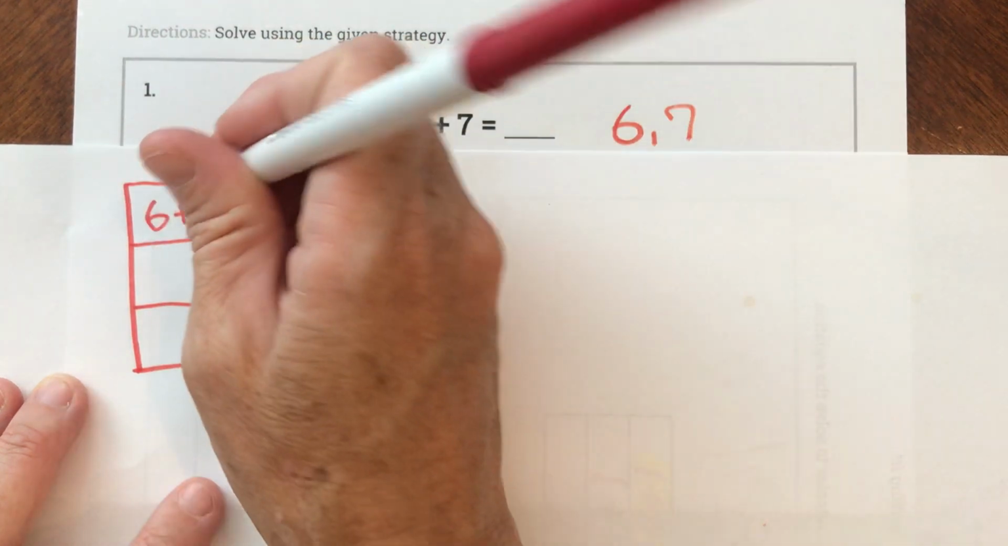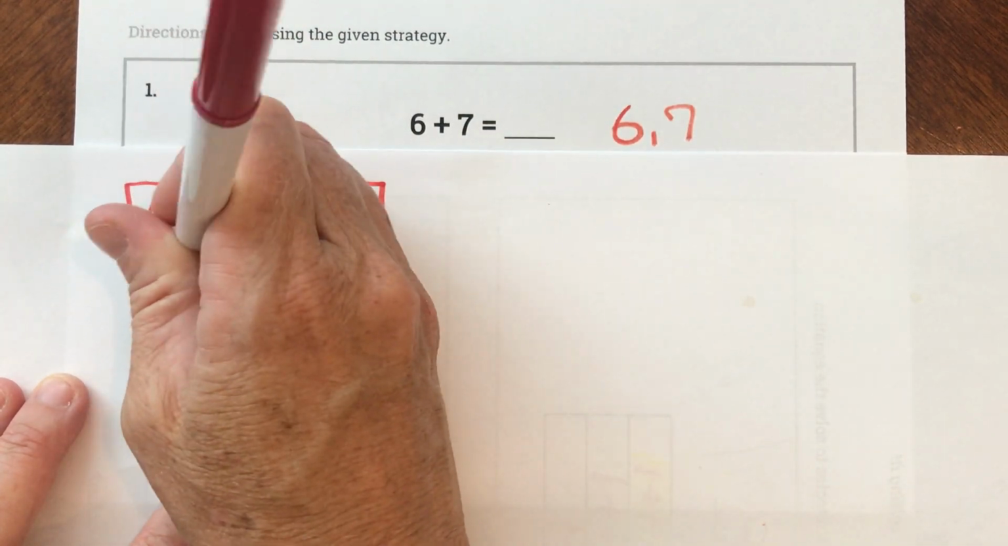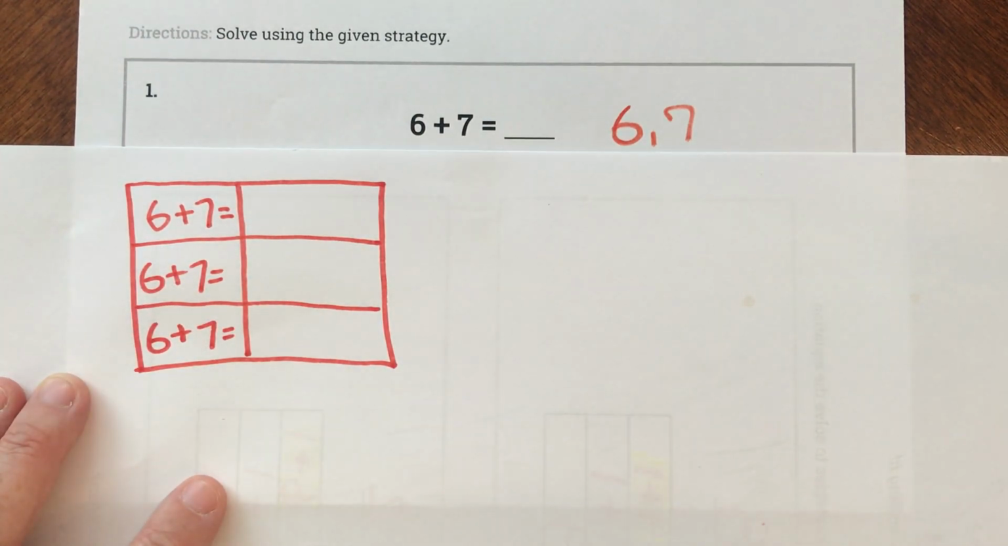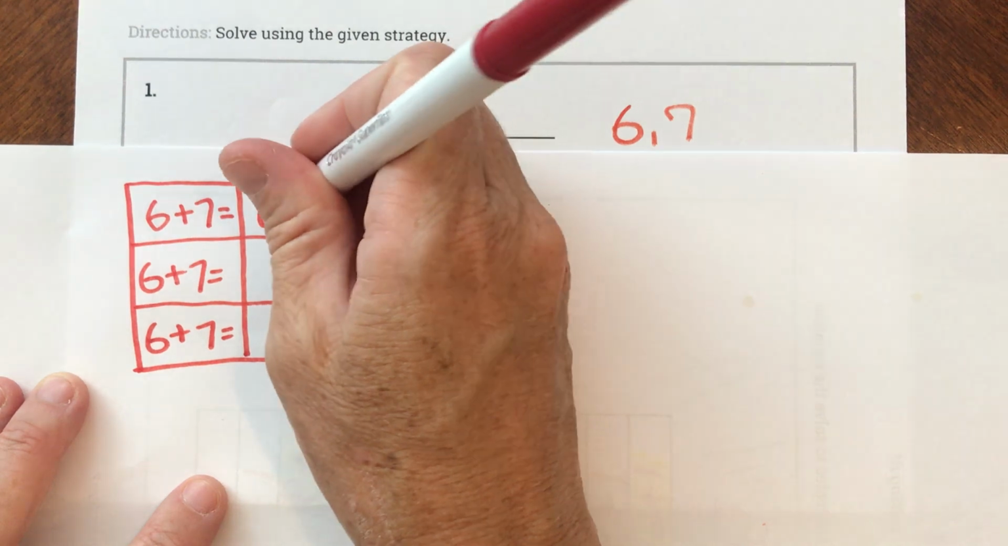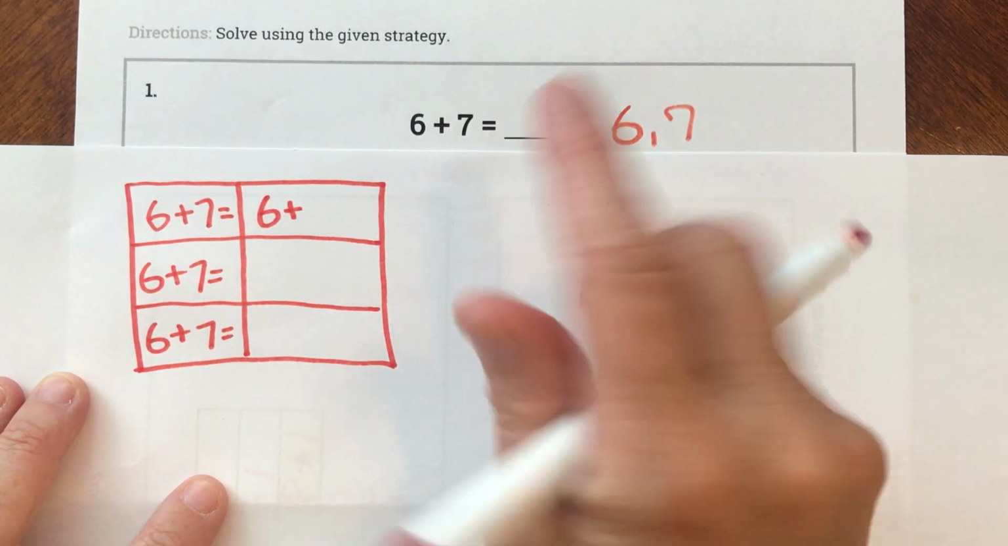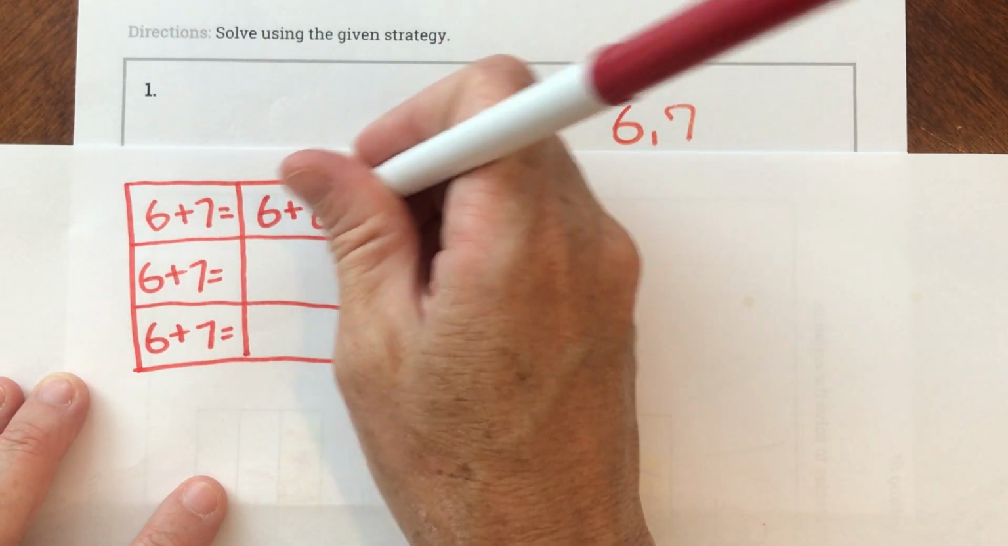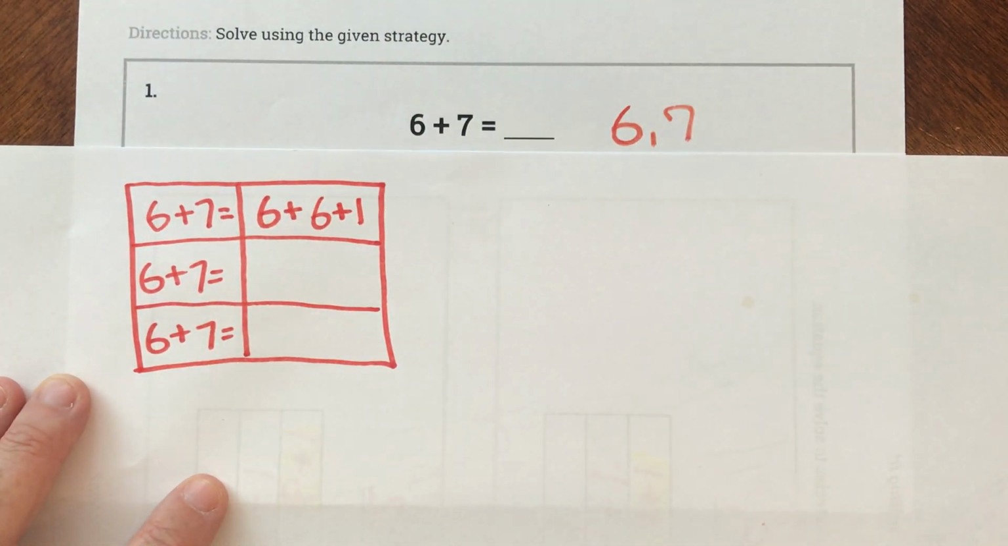So I might use my doubles plus 1 strategy to help me on this problem. Okay, so what do I know? Well, I know that 7 is just one more than 6. So I have 6, but instead of 7, I can write 6 plus 1.